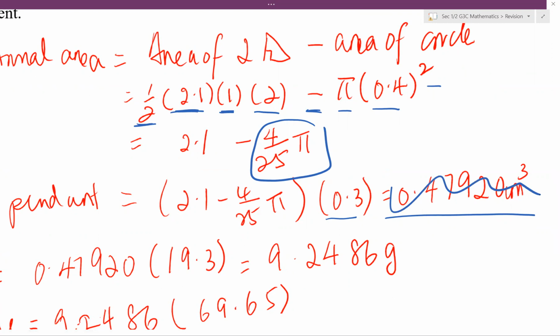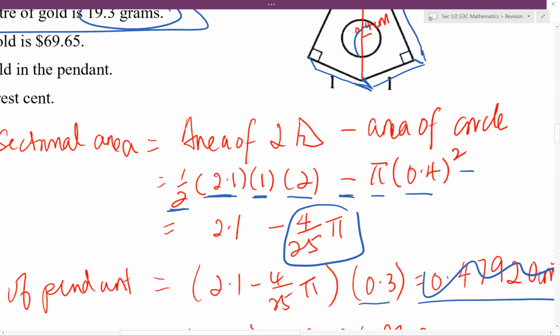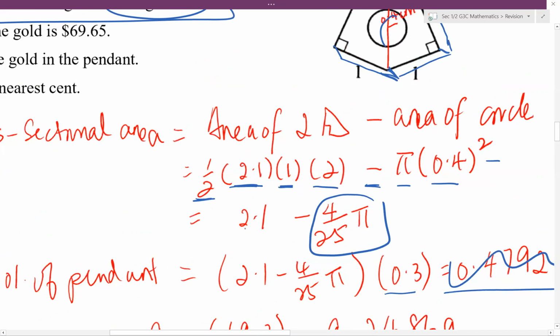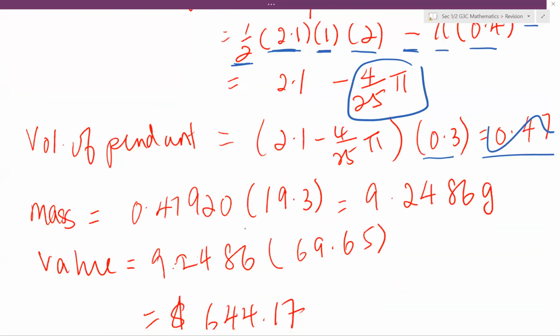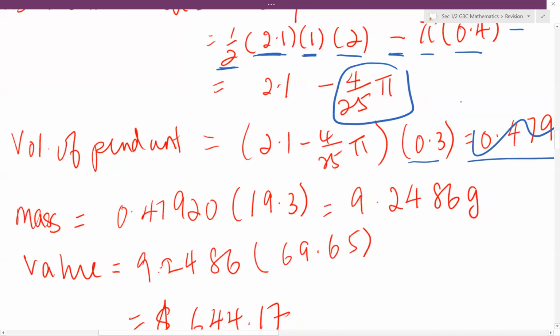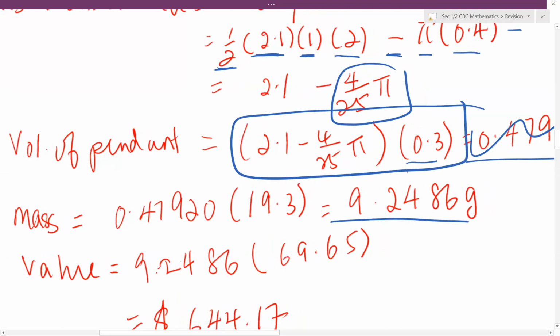What am I going to do to it? We are going to find out the mass from the density and the volume. So 1 cubic centimeter has a mass of 19.3. What about this particular volume? So multiply them together and you get the mass in grams in 5 SF.